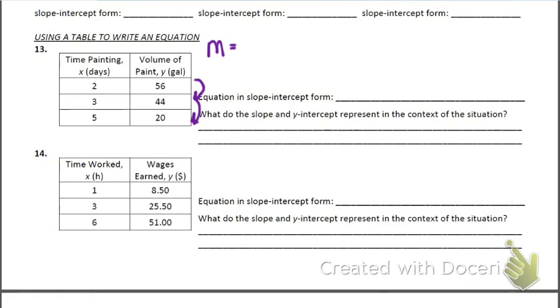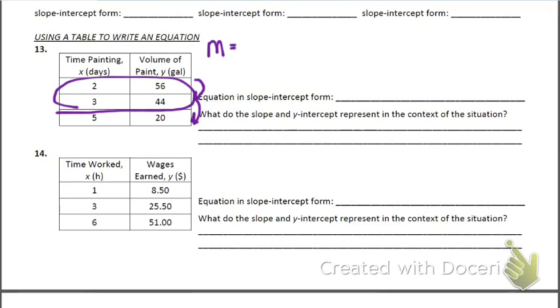Do we have points that we can plug into the slope formula? Can you pick any 2 points you want? Yes. Heck yeah. If you want to pick (2, 56) and (3, 44), go ahead. If you want to pick (5, 20), you can. You have 4 or 5 different combinations that you can use. You should get the same slope every time. Okay? I'm just going to go with the 2 smaller, these 2 numbers, but you can really do whichever you want.